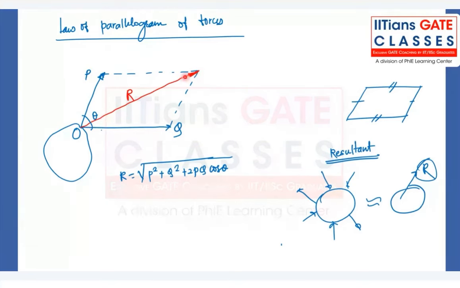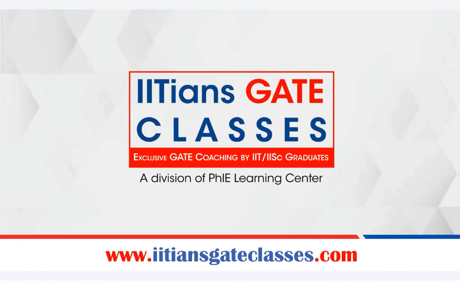And how will you calculate this diagonal R? R is calculated by the square root of P square plus Q square plus 2PQ cos theta. Write down the formula.